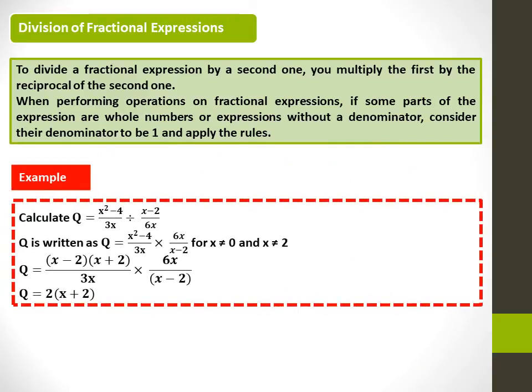Example. Calculate Q equals (x² minus 4) over 3x divided by (x minus 2) over 6x. Q is written as Q equals (x² minus 4) over 3x times 6x over (x minus 2), defined for x different than 0 and x different than 2. Q is then written as (x minus 2)(x plus 2) over 3x times 6x over (x minus 2). I can simplify both the numerator and the denominator by 3x times (x minus 2). Q would be equal to 2 times (x plus 2).